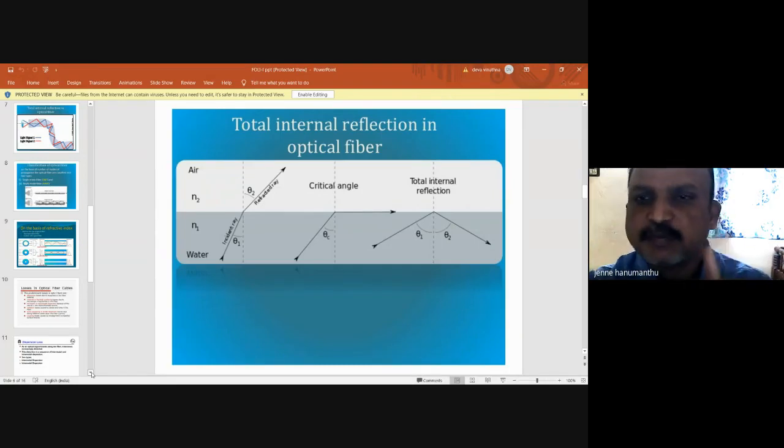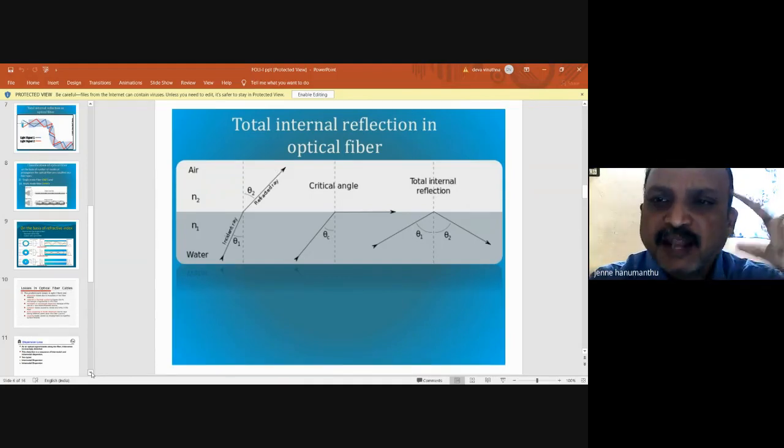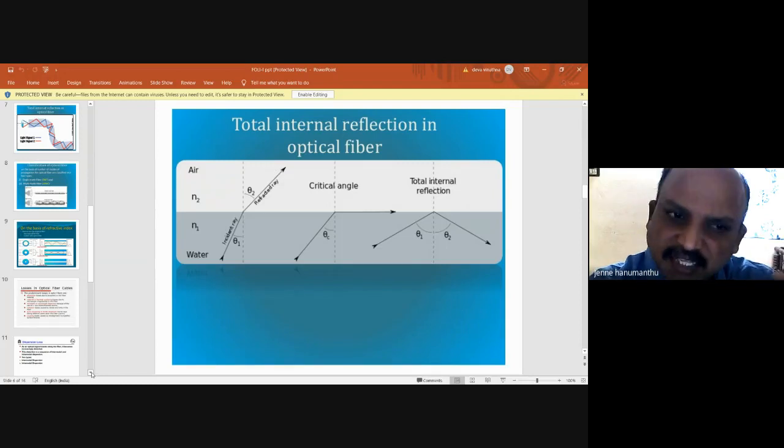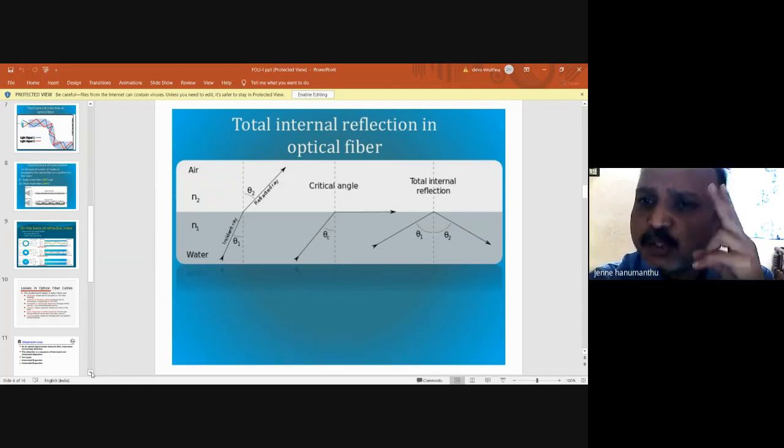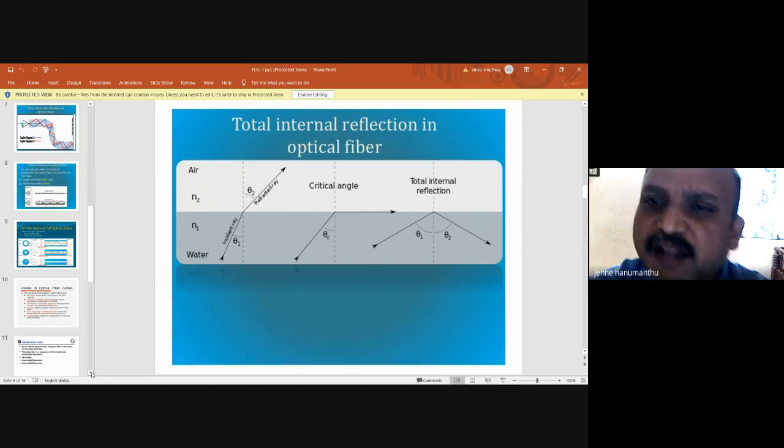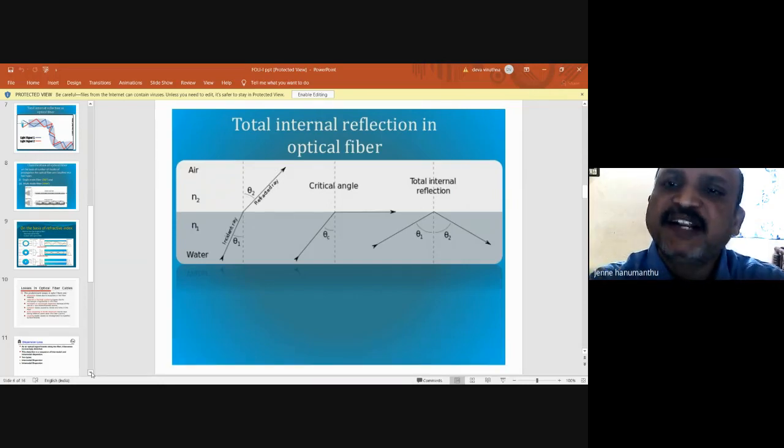One possibility is the light ray may be refracted and go outside. The light ray may be reflected and come back to the same surface. There are two possibilities: the light ray may be refracted or the light ray may be reflected back. The optical fiber will function on the second option. Second option means whatever light ray falls on the surface, the same light ray will be reflected back. Right?